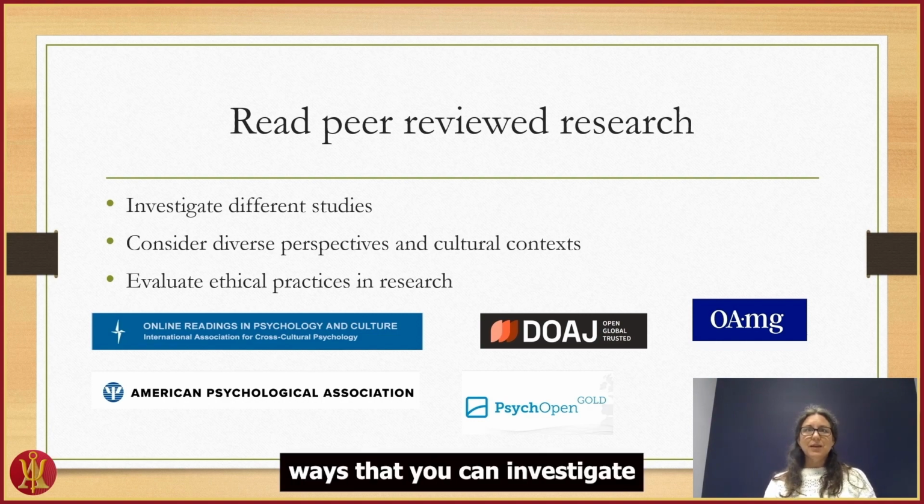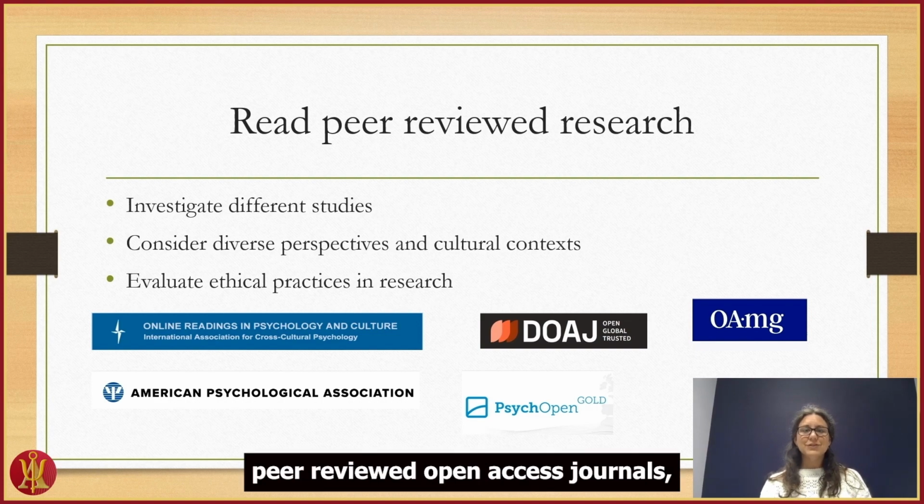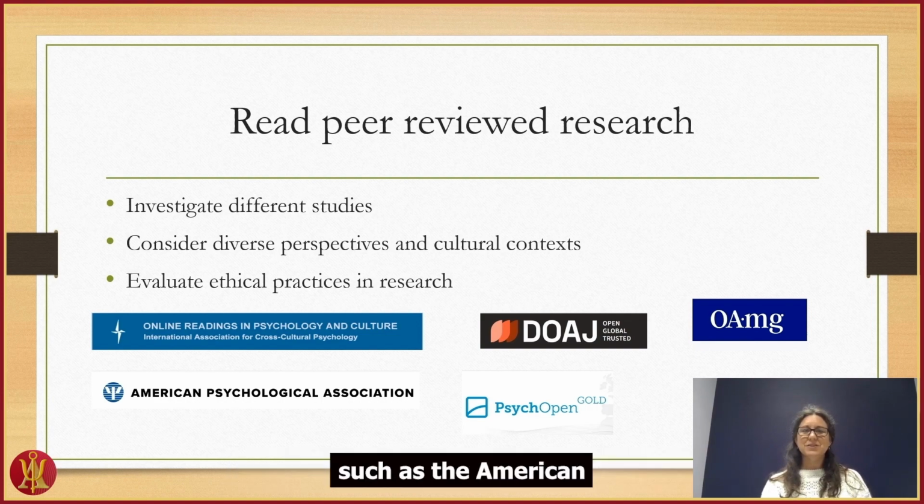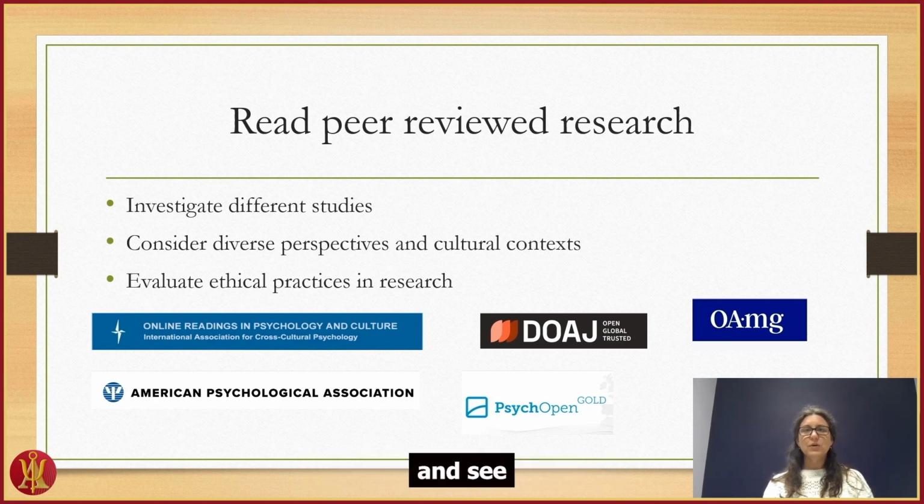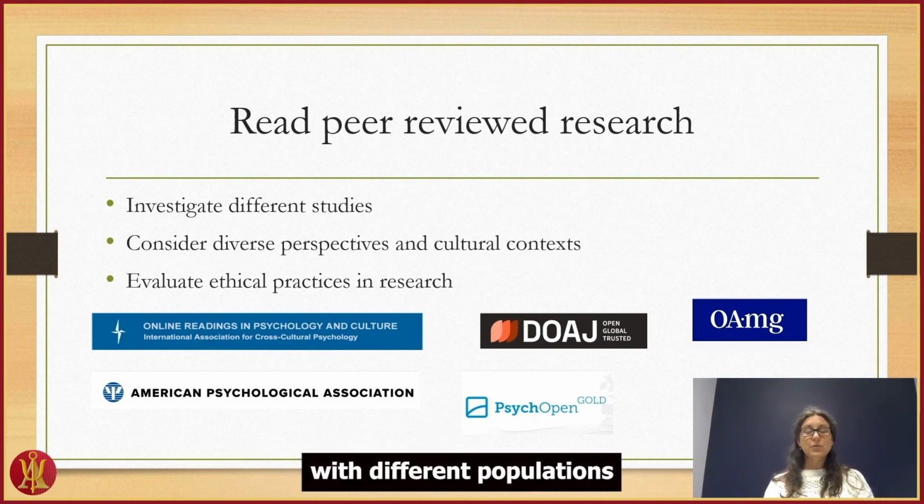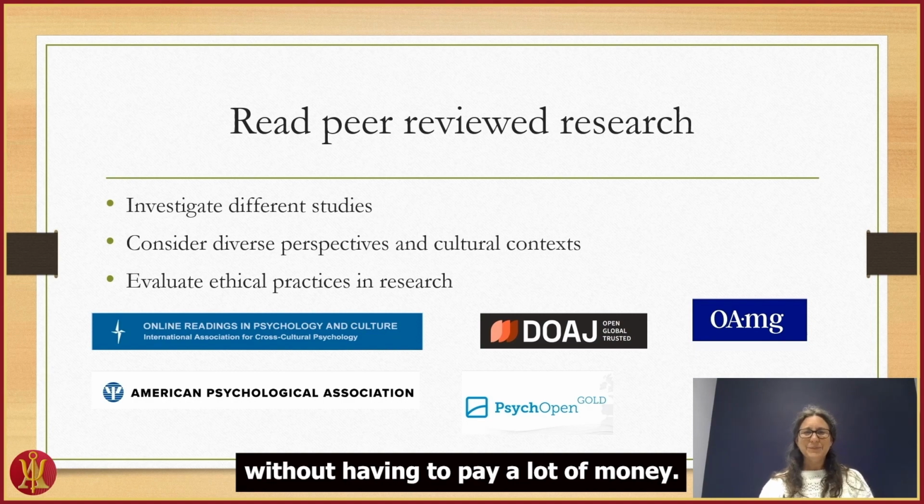Some ways that you can investigate different studies is by accessing peer-reviewed open access journals, which I have a few listed here for you, such as the American Psychological Association, DOAJ, and the OAMG. We also have the online readings of international psychology and culture. And whenever you're reading about a different research study, it's great to go and see what type of results are occurring with different populations or in different contexts. And this is one way that you can find research without having to pay a lot of money.